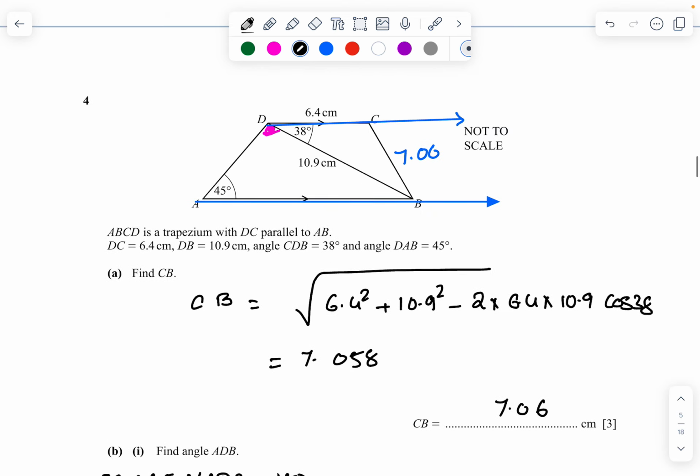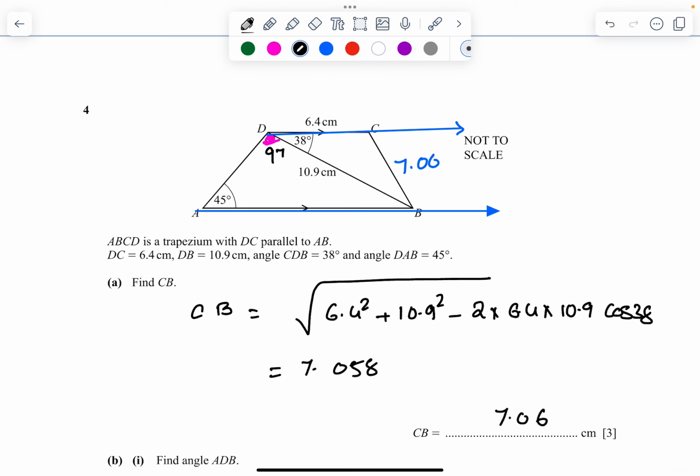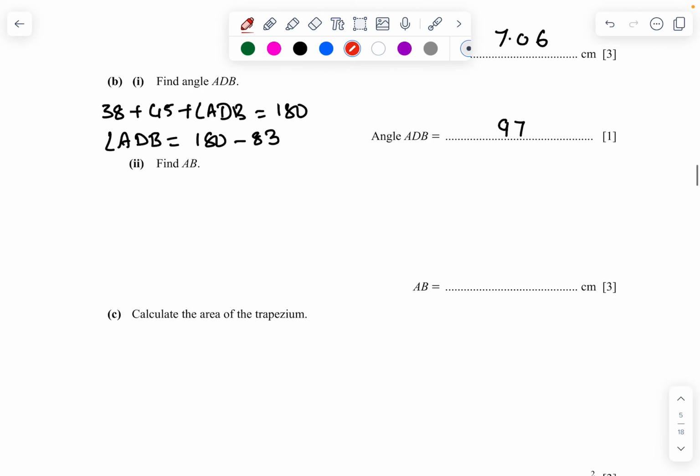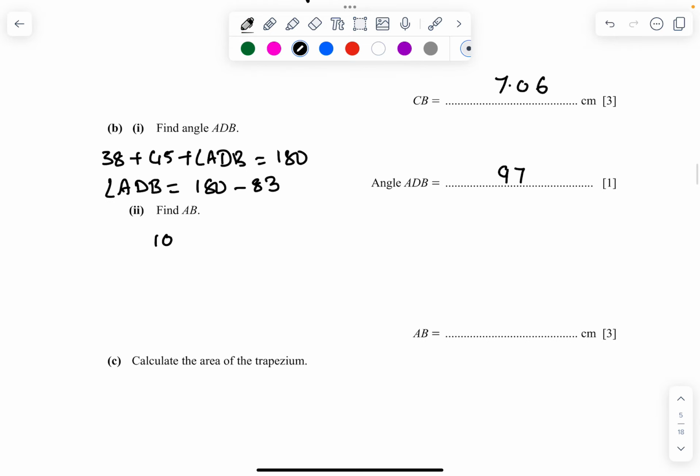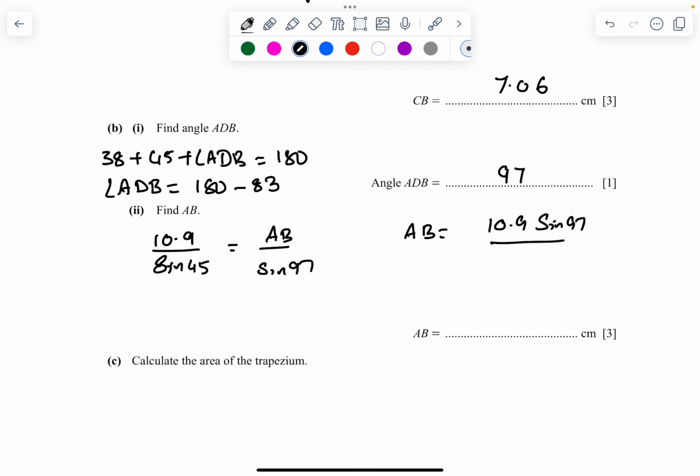Then find AB. We came to know this angle is 97. Whenever we have a matching pair, we use the sine rule. So 10.9 by sine 45 equals AB by sine 97. So AB is 10.9 times sine 97 divided by sine 45. Simplify that and you should get 15.3.